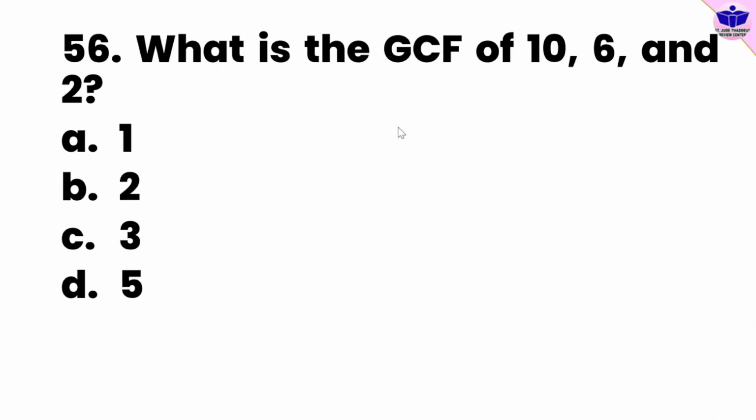56. What is the GCF of 10, 6, and 2? A) 1, B) 2, C) 3, D) 5. The answer is letter B, 2. This is the number that can be used to divide the three numbers in the problem: the greatest number among the options that can divide 10, 6, and 2.